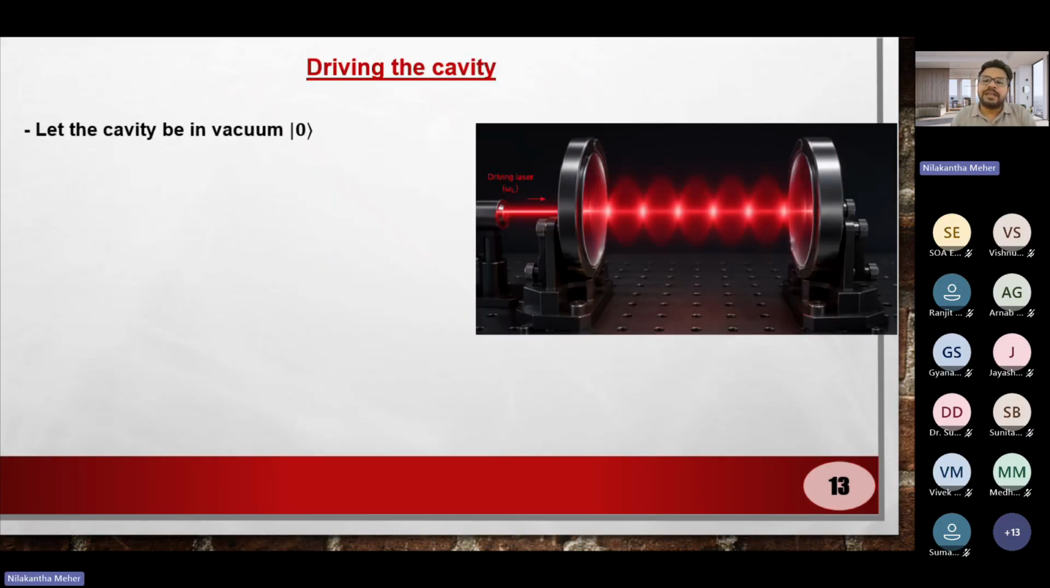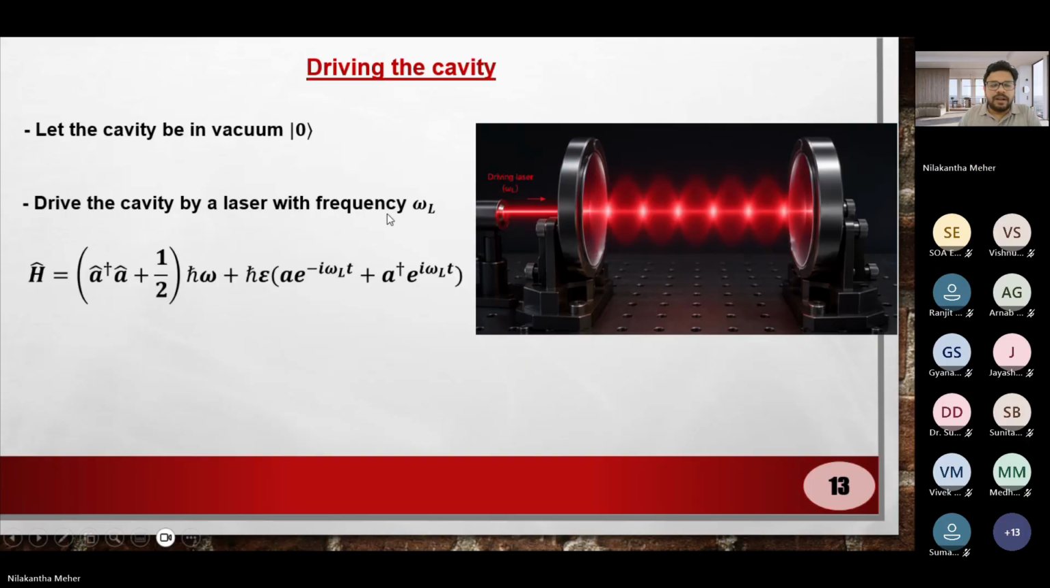So let us see, can we generate a photon by driving the cavity? First, consider the cavity in a vacuum, that is, no photons are there. And now drive the cavity by a laser with frequency omega L. And this is the Hamiltonian for the corresponding system, that is, a single cavity, the harmonic oscillator Hamiltonian, plus the driving term. A plus A dagger is a driving term with the frequency omega L.